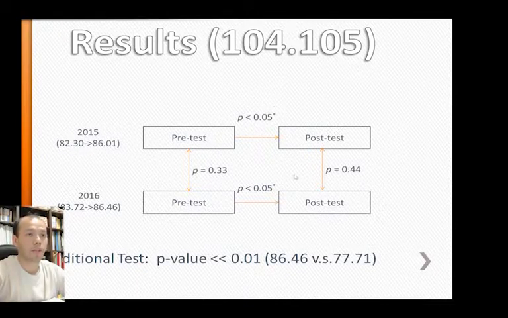Okay, so we test in different years to validate our idea. In the first year, the result is positive. In the second year, our result is still the same, with positive improvement over the pretest. And this is an additional test. We also show that if we didn't apply this teaching strategy, the students' average score is 77. By applying our teaching strategy, the overall result increased to 86. And the p-value is very, very significant.